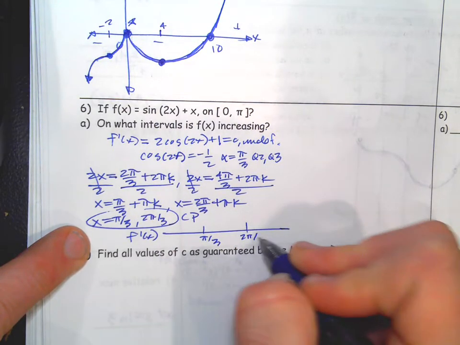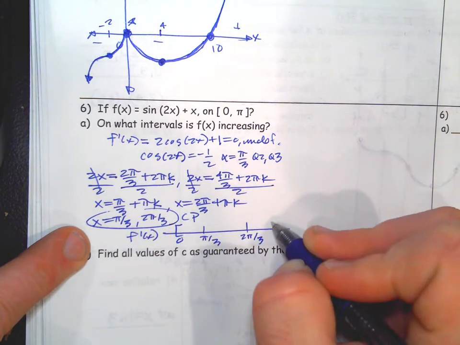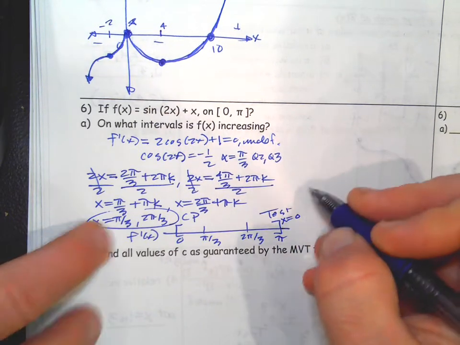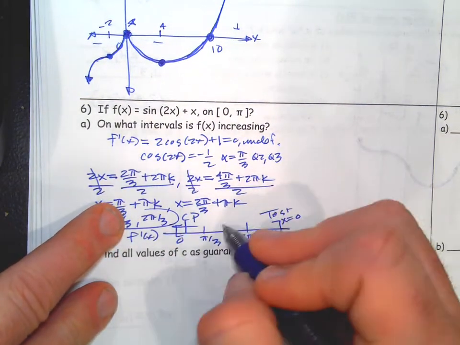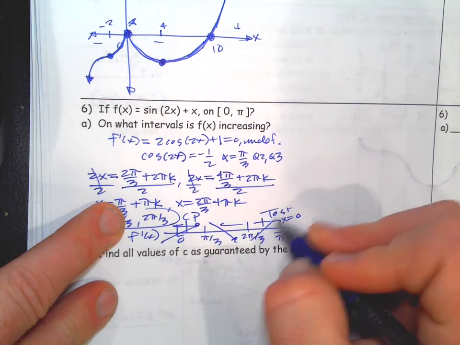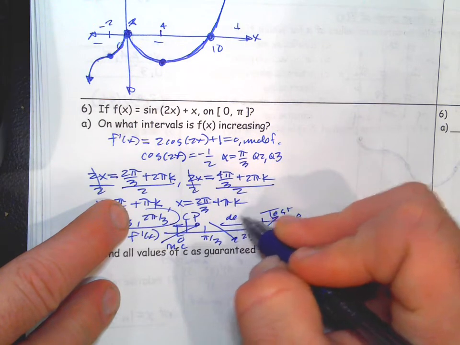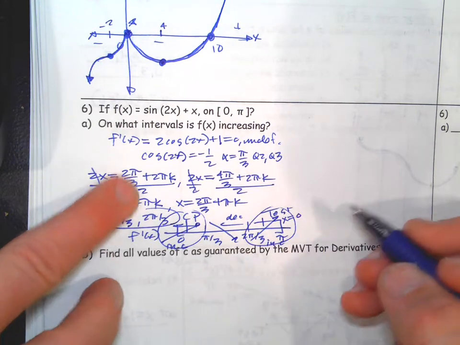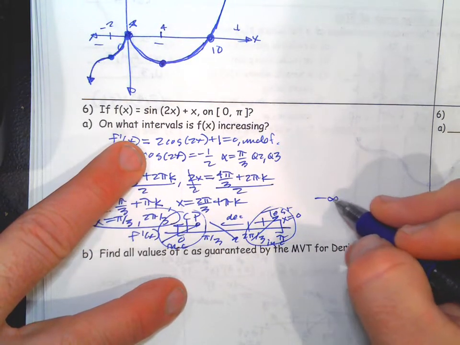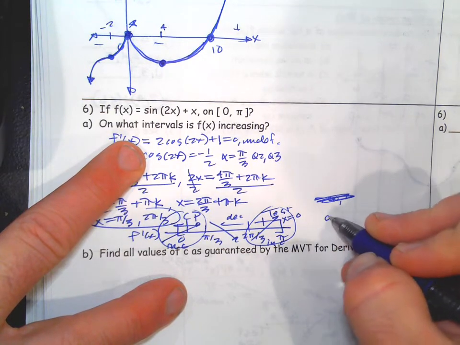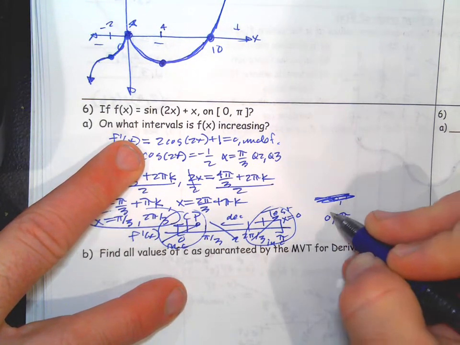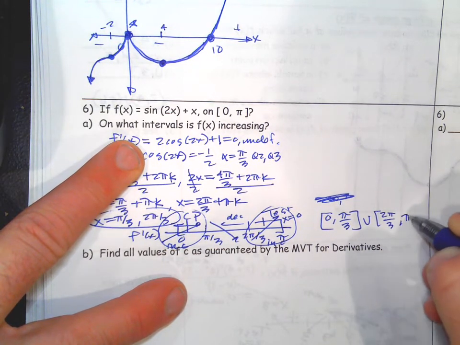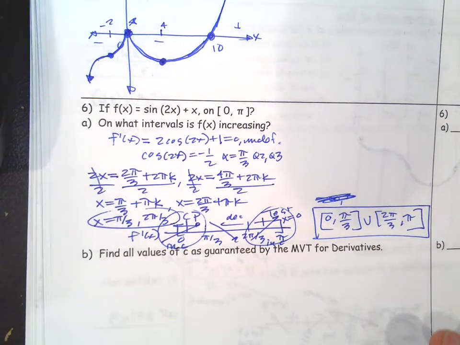Put your limits on there, 0 and pi, your endpoints. Test a point. I like to test 0. The derivative is positive, negative, positive: increasing, decreasing, increasing. And we're looking for increasing, right? So the answer is, actually not negative infinity, 0 to pi over 3, brackets, and 2 pi over 3 to pi. So remember the endpoints. They affect your answer.